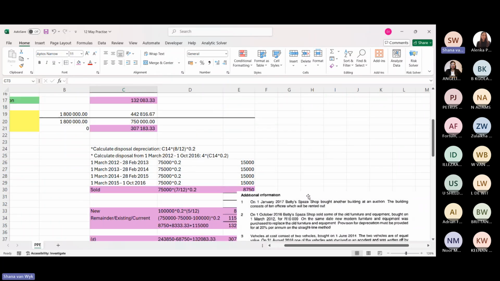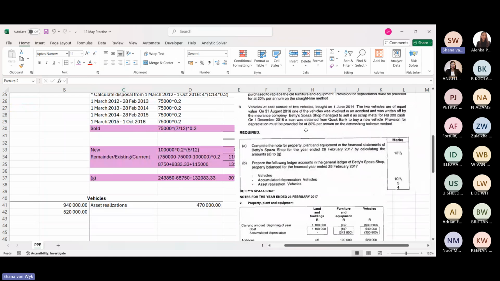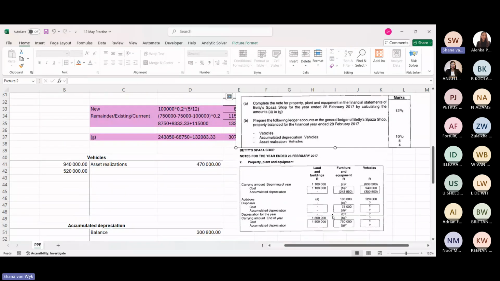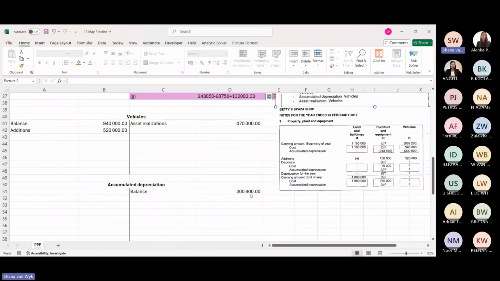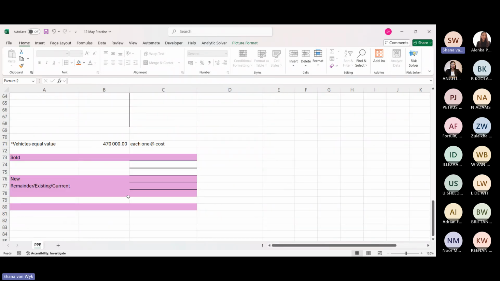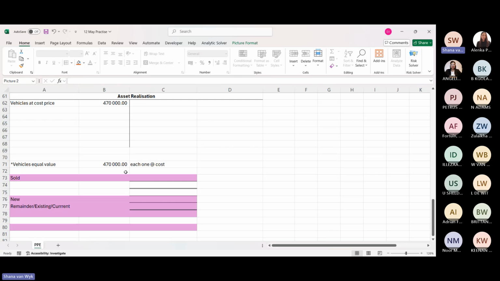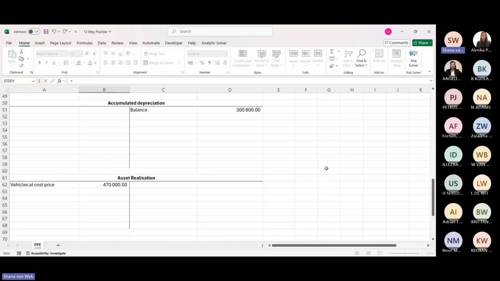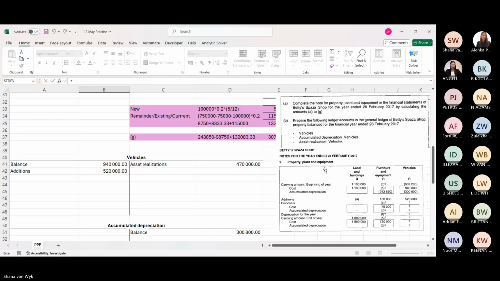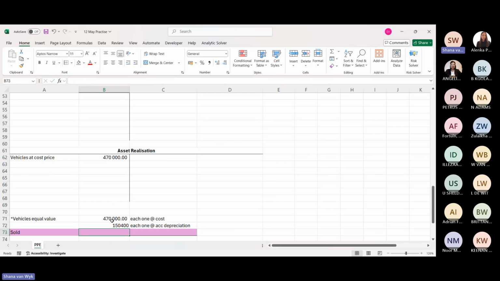And now what's bothering me is this thing. Oh wait, we have it at the beginning of the year. We have it at the beginning of the year. So then we know this is vehicle, each one at cost, each one at depreciation. So then we also know each of their depreciation is going to be divided by 2. Okay, so then we know this.